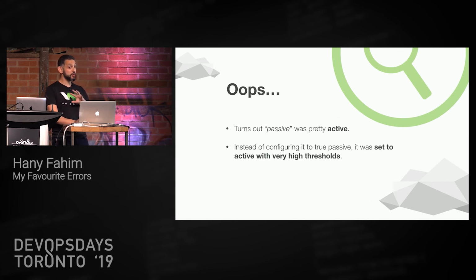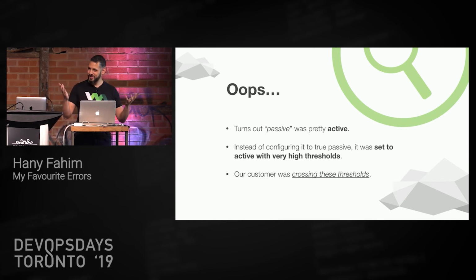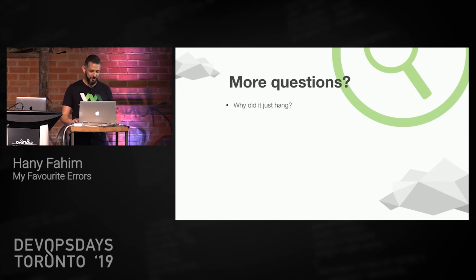Instead of configuring it into true passive mode, it was set to active, but with just really high thresholds. And guess what? Our client was crossing these thresholds, right? I had more questions, like what kind of DDoS device, when you connect to it and cross over thresholds, just sits there and hangs indefinitely? I mean, I could do that myself. I don't need a DDoS device to do that.